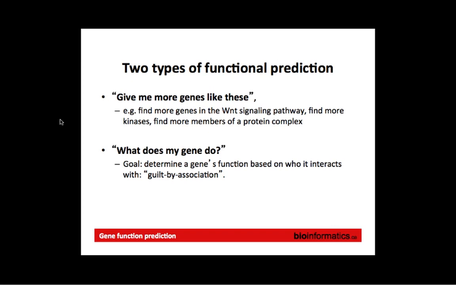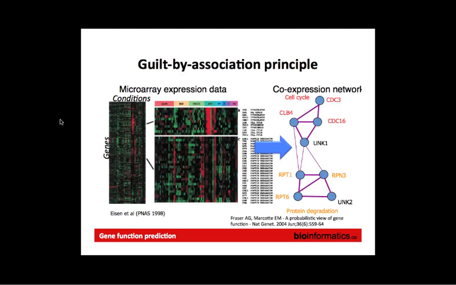So that's what would happen if you had a set of genes that you know something about and you wanted to extend the list or find more things. The other way of doing it is focusing on an individual gene and asking what does my gene do? Then you're focusing on this unknown gene and you want to know what it's connected to, and you would predict that it's involved in the cell cycle. So it's just two ways of looking at the same network.